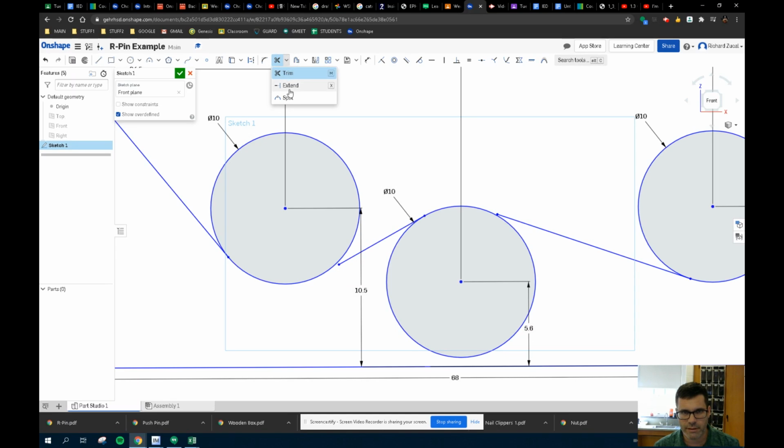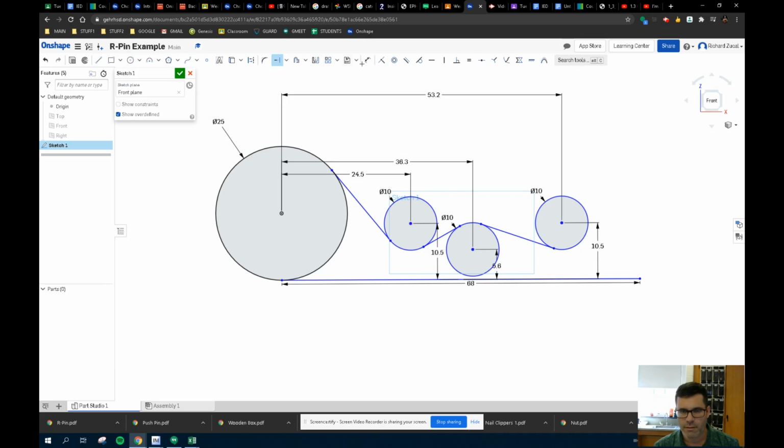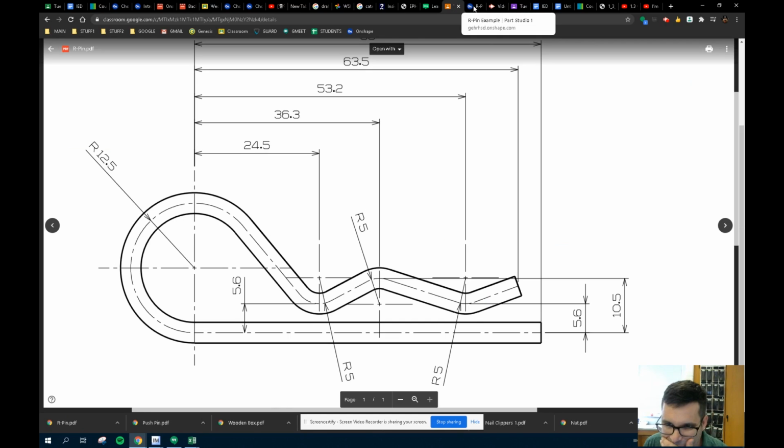Oh, that one needs to be extended, actually. Extend to there. Extend to there. All right, now let's trim this, and this, and this, and oh, we can't do that one yet. We need that. But what angle is that at? Well, I know it's 63.5 that way.